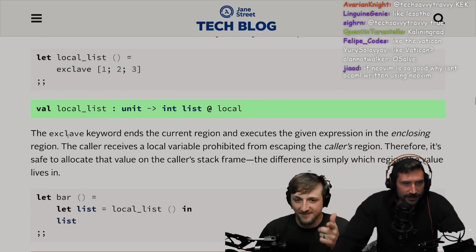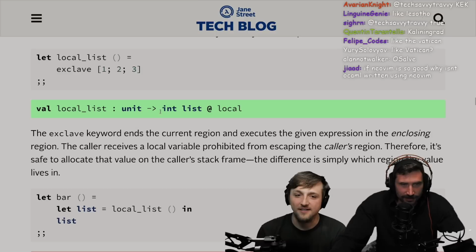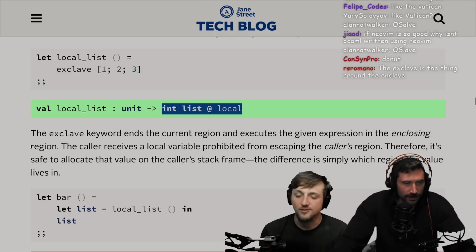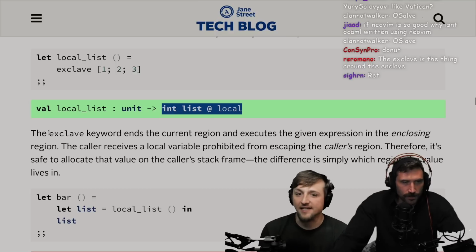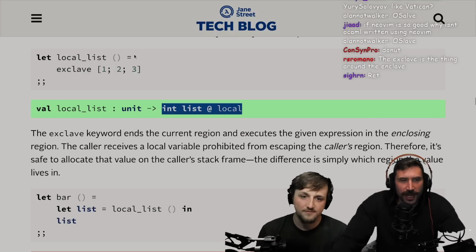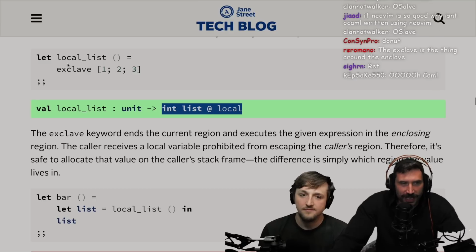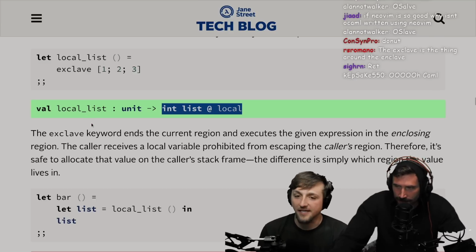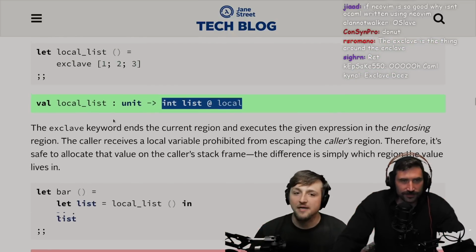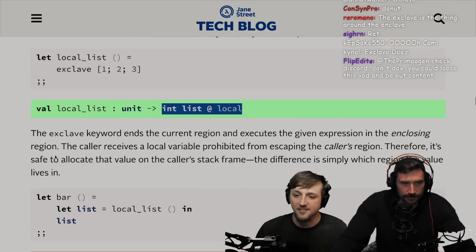Okay, so check out the type right here. It's an int list at local. Right. So it's telling you that this thing can't escape the global scope. Okay. So I wonder if you can do a local allocation here and then exclave it out? Yep. Okay, so that's kind of like just passing. That's basically the problem they're solving with it, right? Otherwise, they're saying you could only build it with literals.